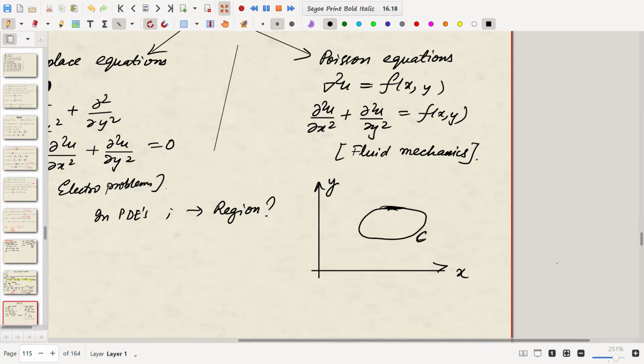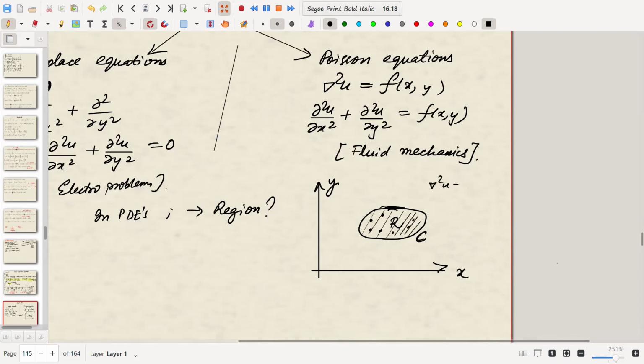The bounding curve is C, and this is the region R. Your solutions are usually dealt with in a region. Like in this region, I want to solve the PDE. The solution of this equation is a function u of x comma y, and that solution is satisfied at every point in this region. The solution of the PDE will be satisfied.